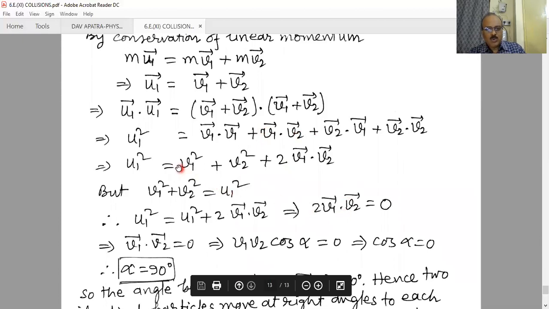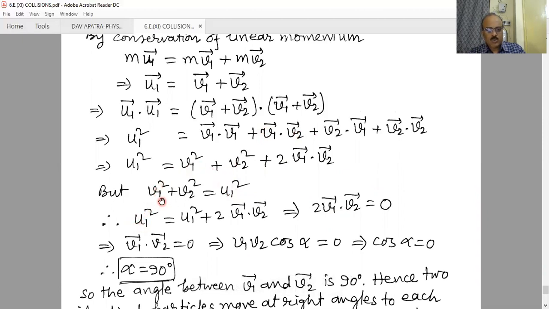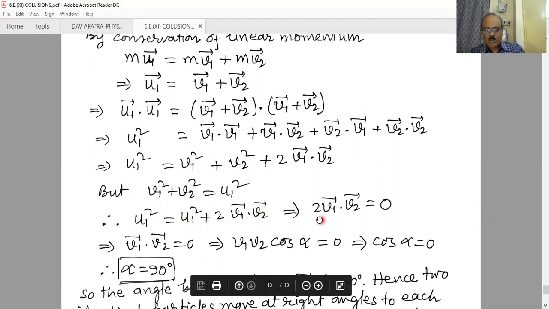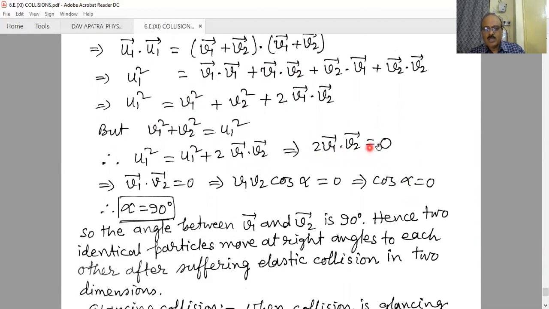Now we know this v1 vector plus v2 vector is u1 vector, and from this v1 square plus v2 square is the u1 square. Therefore we can write u1 square equal to u1 square plus 2 into v1 dot v2. That means this cancels out, and we get 2 into v1 dot v2 is 0, that means v1 dot v2 is 0.